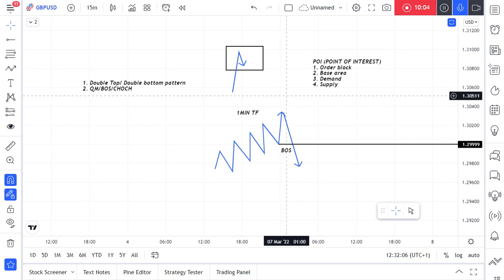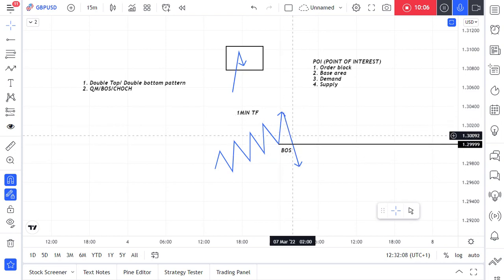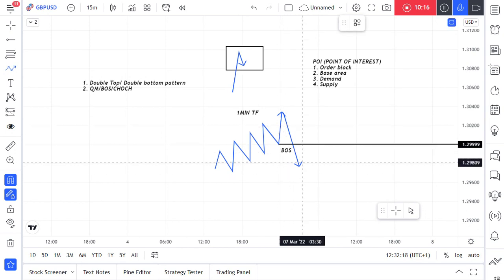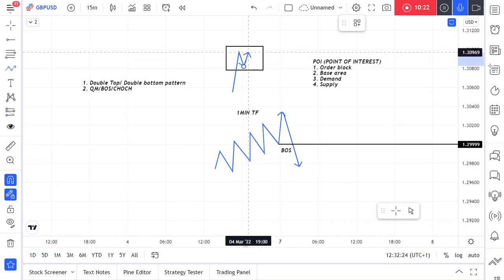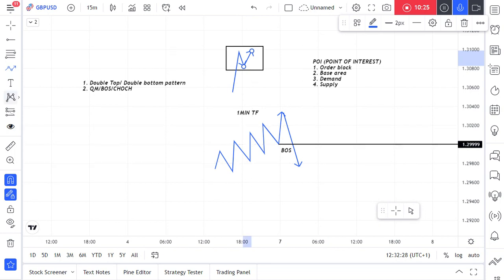Now most of the time, before a structure is broken, price forms maybe an order block, a base area, or a supply area that will lead to the break of this structure. So what you see immediately price breaks this structure is price going back on the 15 minutes time frame. If you are watching on the 15 minutes time frame, you will be seeing that price is going back to create a second leg.